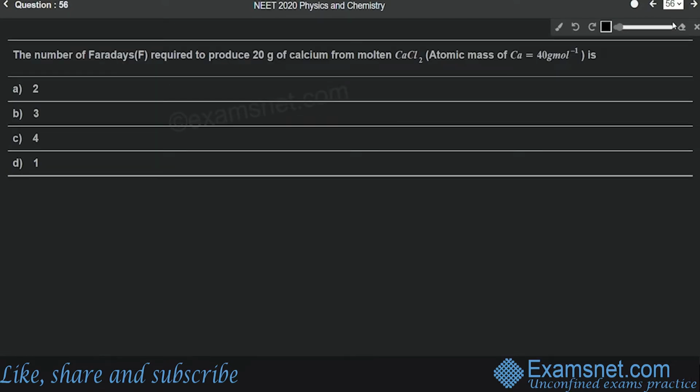Question number 56 is from the chapter electrochemistry, and the question is the number of Faradays required to produce 20 grams of calcium from molten calcium chloride is. Atomic mass of calcium is 40 grams per mole.